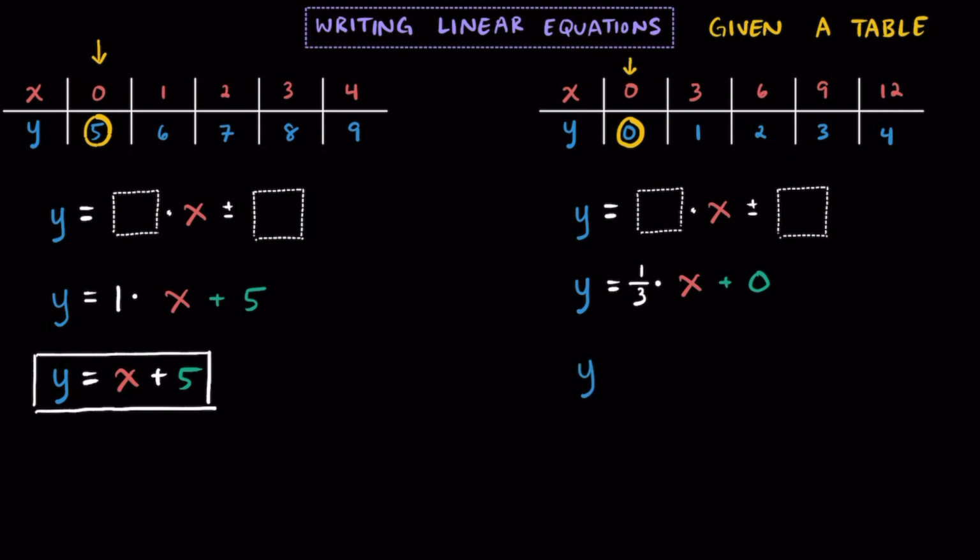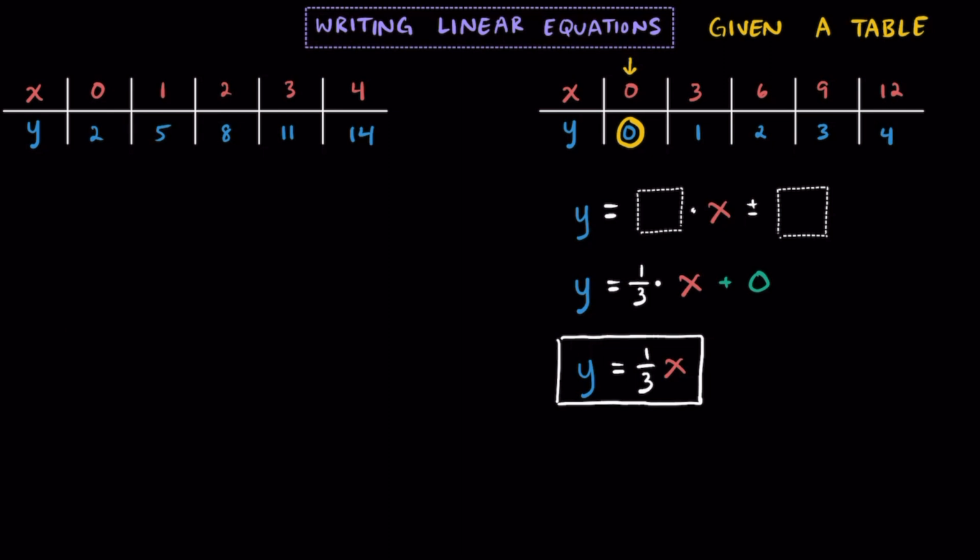We're going to write y is equal to 1/3 times x, or just 1/3 x. This right here should be our linear equation, and hopefully it makes sense that if you take 1/3 of all the x values, you get the y values. The reason why we're not adding or subtracting anything here is because when x was 0, y was also 0. This right here would be the linear equation.